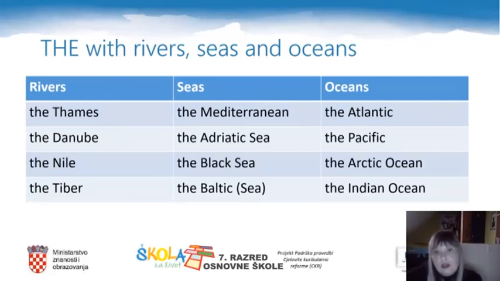We use the in the names of the oceans as well. So we say the Atlantic or the Atlantic Ocean, the Pacific or the Pacific Ocean, the Arctic Ocean, and the Indian Ocean.